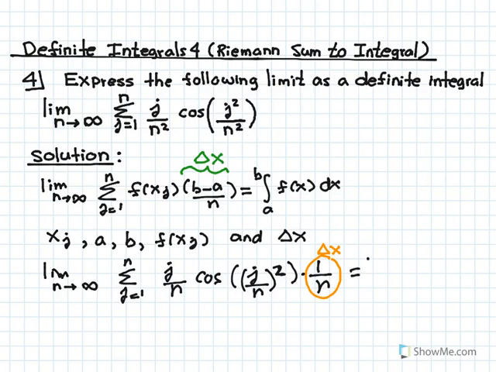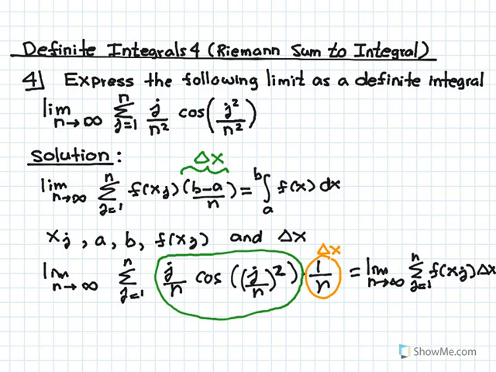And this should be equal to the limit n goes to infinity, j goes from 1 to n, f of xj times delta x. Alright, so we can clearly see that this part of the Riemann sum is f of xj. So this is going to give us the f of xj, and that's basically analogous to this part of the Riemann sum. Delta x is 1 over n.